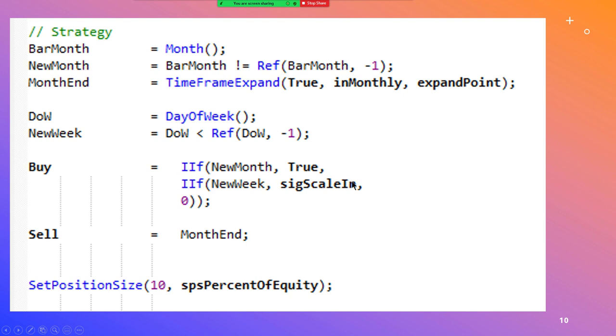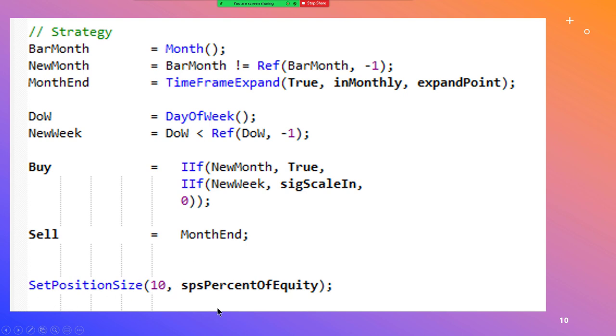And if it's a new week, what we're going to do is set the buy array to this special identifier within Amibroker called sigScaleIn. And sigScaleIn is a value that the backtester recognizes as being a special value that gives it instruction to basically scale the position up. And then at the month end, we're going to sell that position.